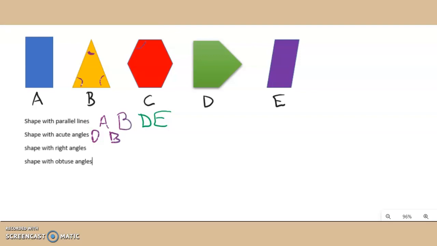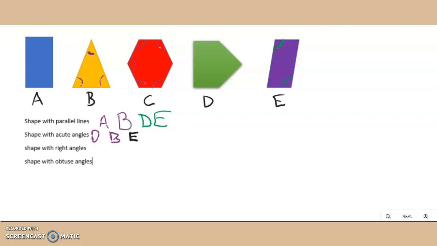These here are obtuse because they're going to be wider. These are wider than 90 degrees. And so is this one. He's wider than 90 degrees right here. So these two are obtuse, but when you look at this one right here and this one, they're acute. They're narrow. So those are acute. So D and E are also acute, and so we have D, E, B, and those are the only ones that have acute angles.